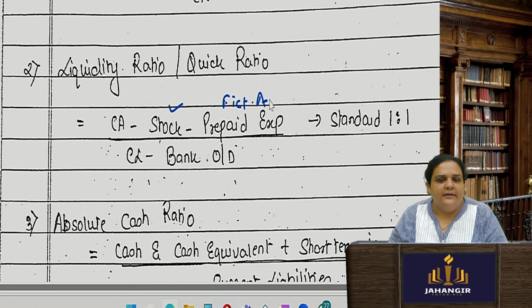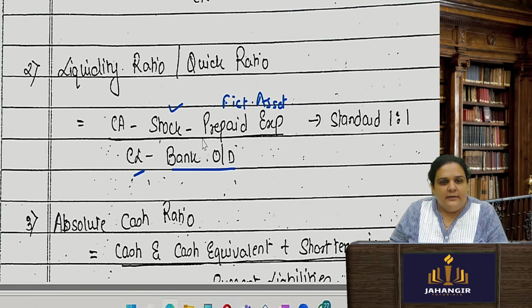It does not have anything in it. It's in fact an expense, but we are writing it on the asset side. Okay, upon current liabilities, minus bank OD, which is not actually your current liability. It's like your overdraft facility, your credit card facility, right?